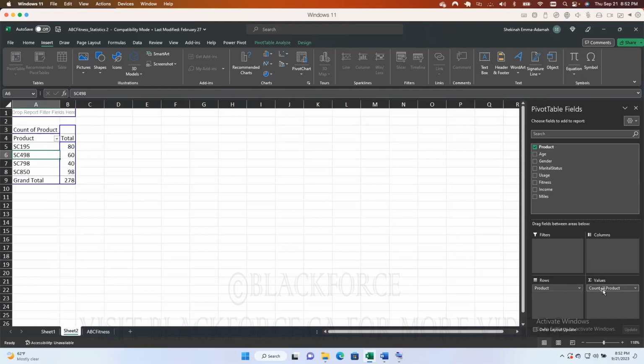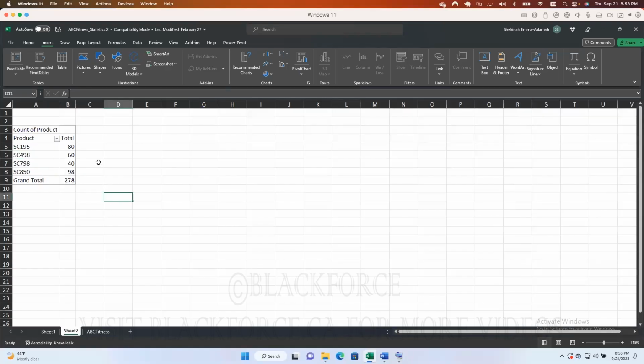And you can see what it shows. If you read this, it says count of products. So it's telling you how many products for each product type. So what we've done here is we've sliced the data by product type and the count of each product type. So already at a glance, we can see that you have 80 of SC195, 60 units of 498, 40 units of this, 98 units of that. So you see how at a glance, we're able to quickly show a view of the data.